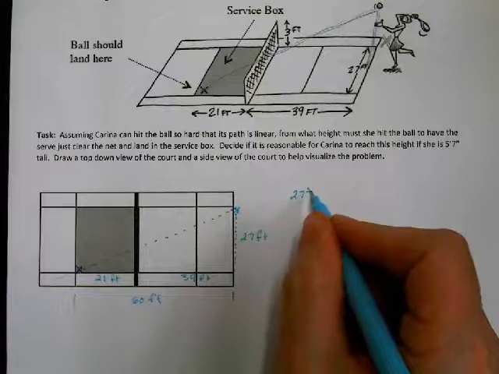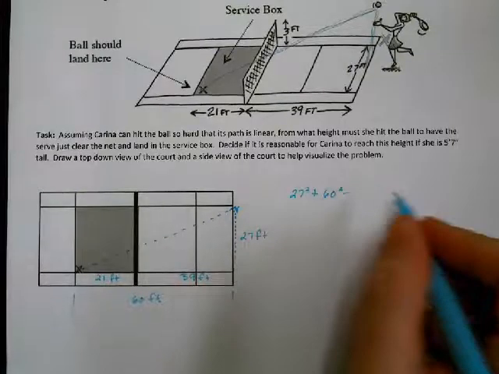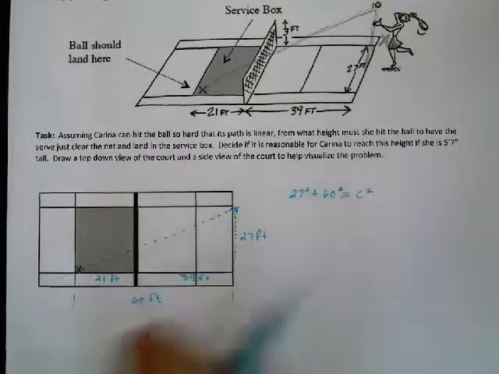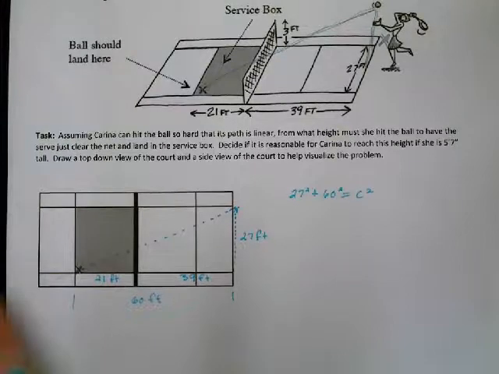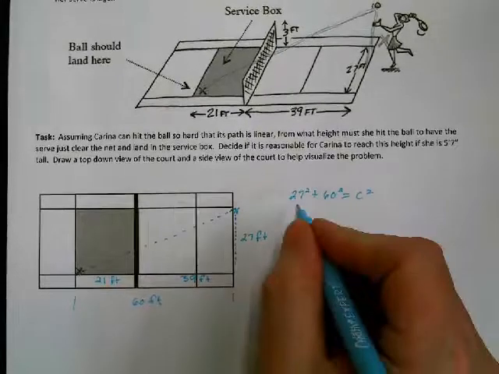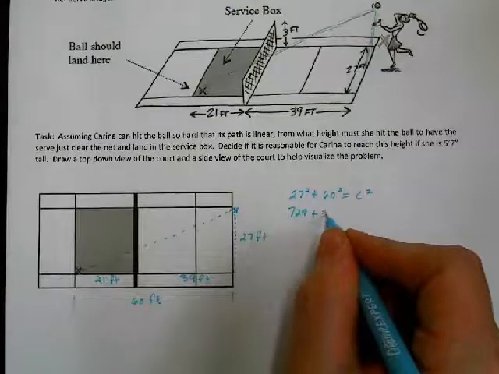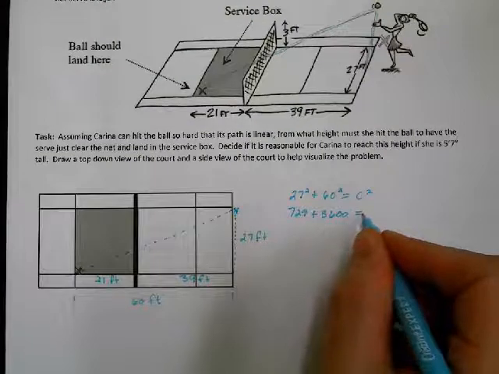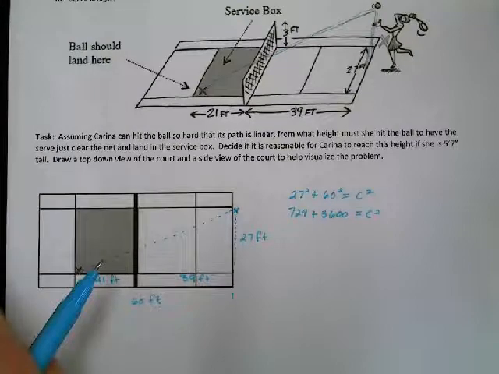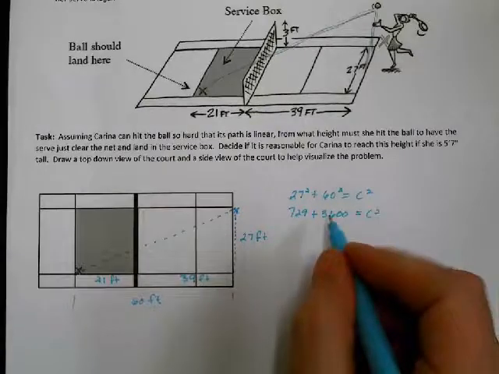27 squared plus 60 squared equals c squared. All right, I'm going to pull out my calculator. Ooh, low battery, that'll be fine. 27 squared is 729. 60 squared is 3,600, equals c squared. So 729 plus 3,600 comes out to 4,329.